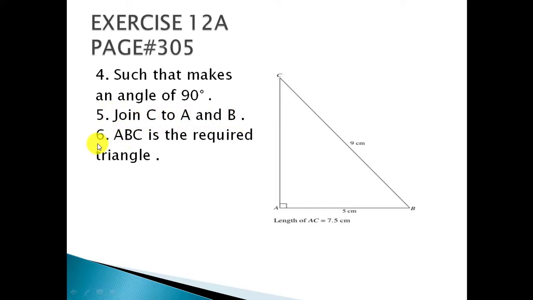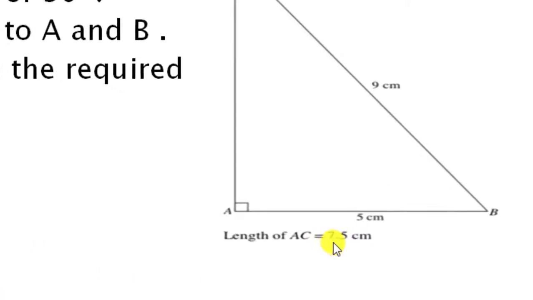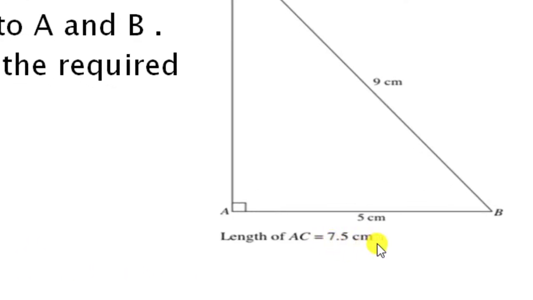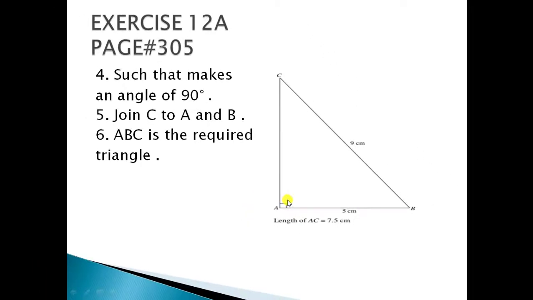Okay, point 6: ABC is the required triangle. Okay, this is our required triangle, and the length of AC is equal to what? 7.5 centimeter, and here we have an angle that is 90 degree. Okay, now see the practical work of this question.